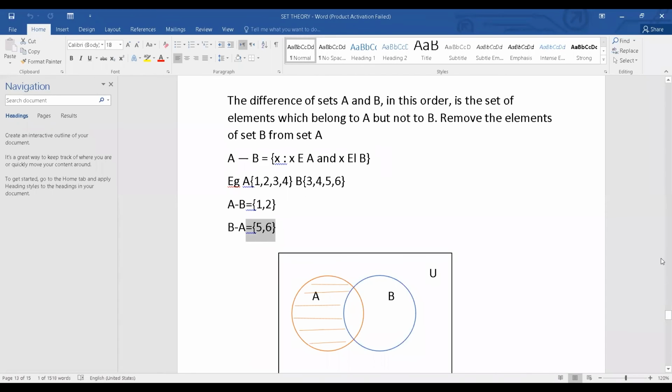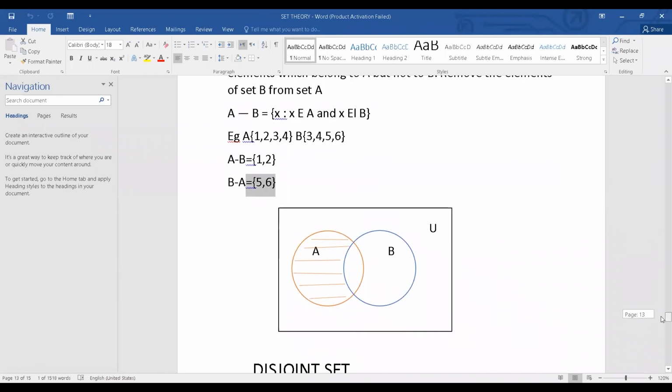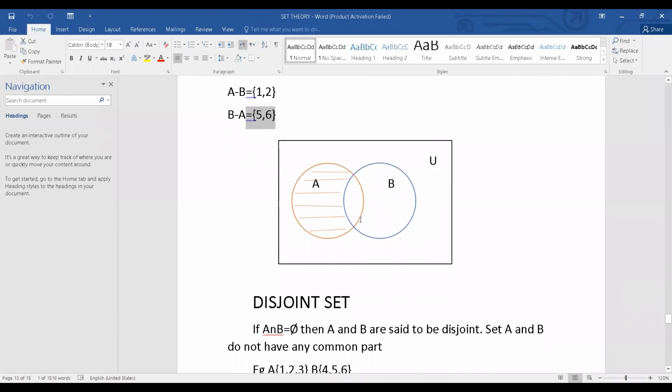As you can see here in the Venn diagram, we have set A and set B. For A minus B, we remove the part that is present in both, that's the common one. See here, remove the common one. What's remaining is only A without the common part.